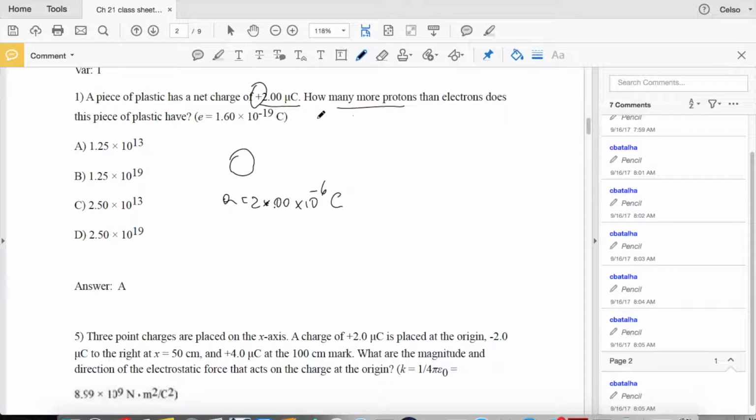So which means this sphere has lost a certain amount of electrons to become charged, and each electronic charge is that one. So the number of electrons that left the sphere times the charge of one electron is equal to the total charge in that sphere. Right, and then you can find the number of electrons.